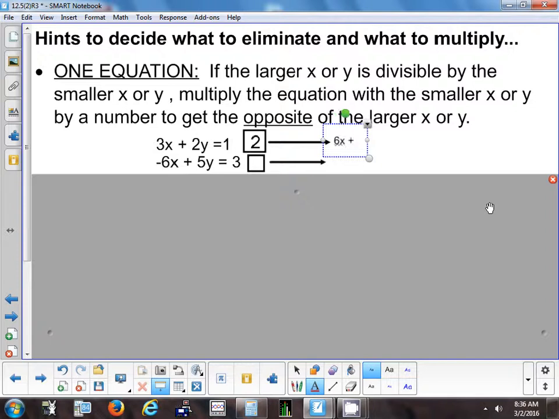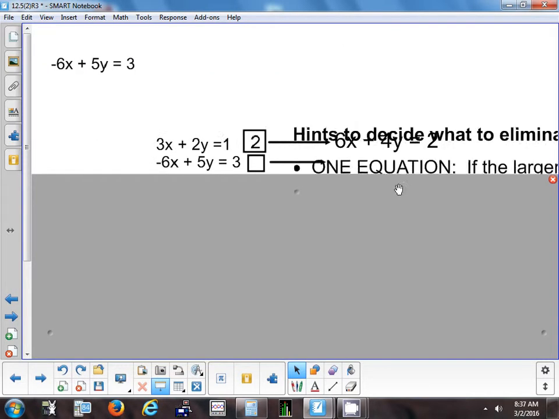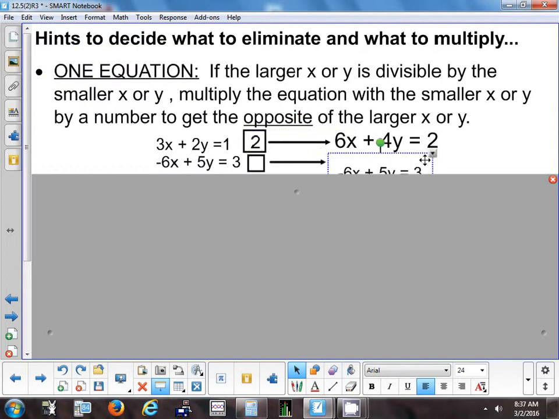Remember, just like we did yesterday, when we multiply, what do we have to do? Am I just going to multiply everything, even the number after the equal sign, by 2? All right. So 6x plus 4y equals 2. Good. We don't have to put the bottom. We just want to show you how this one works out. We're getting to the more difficult options that we have to eliminate. So we have to multiply the top by 2, because we know that 3 was divisible by 6.